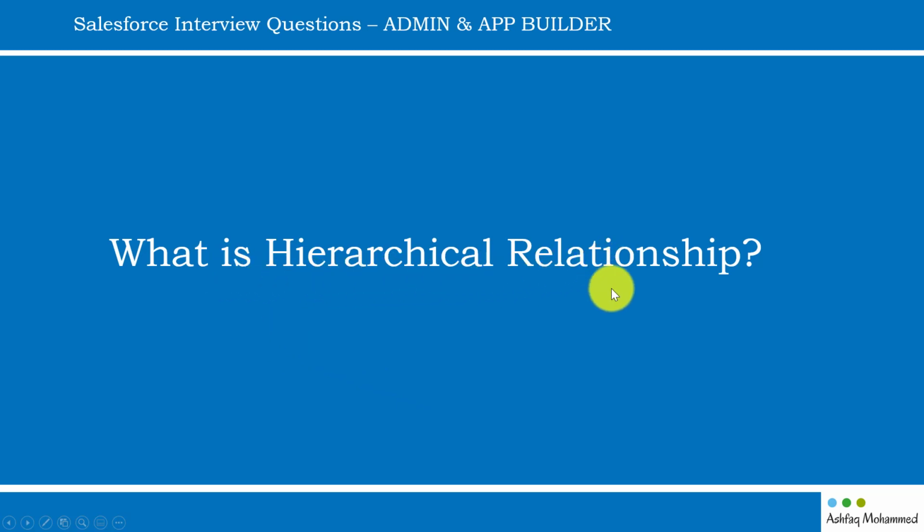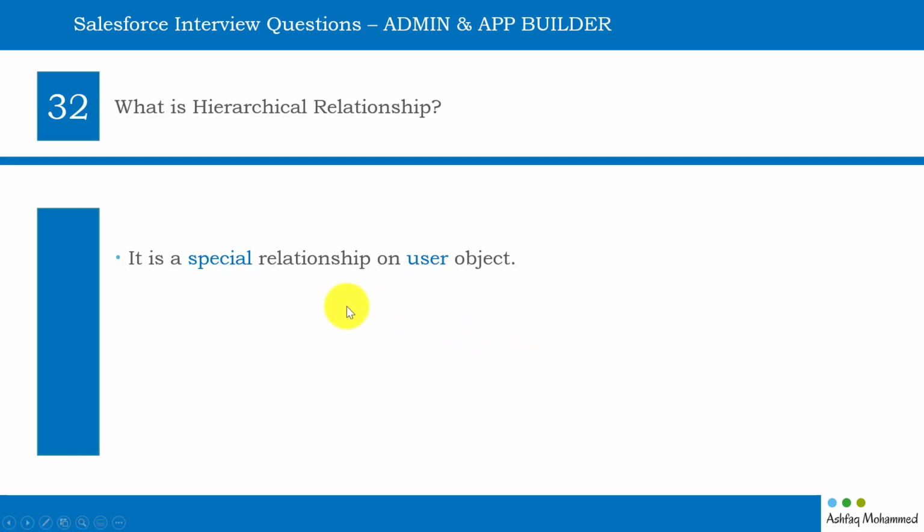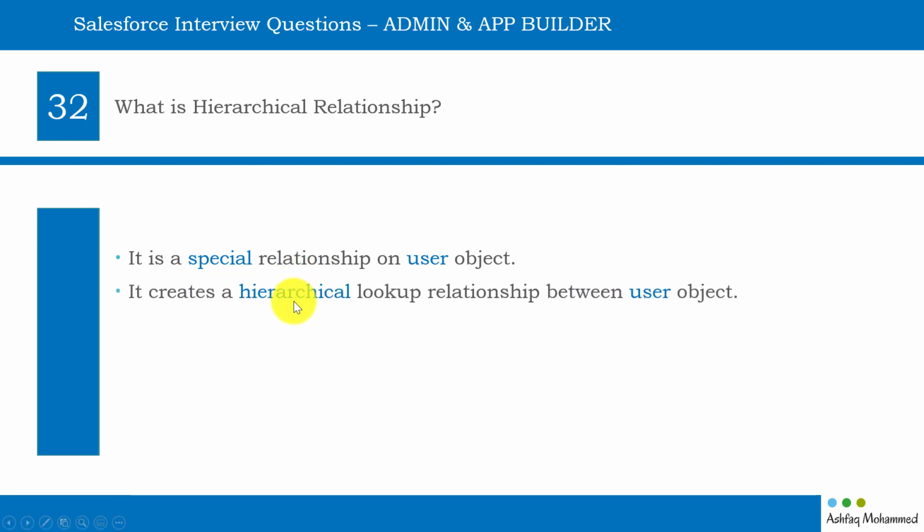What is a hierarchical relationship, right? As I said, hierarchical relationships are available only on the user object. So it is a special relationship on the user object. You will not see a hierarchical relationship in any other object. Go ahead and check. It creates a hierarchical lookup relationship on the user object.